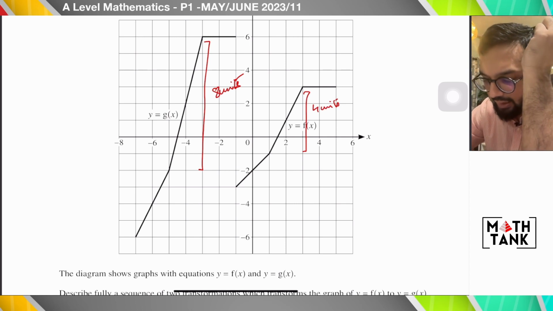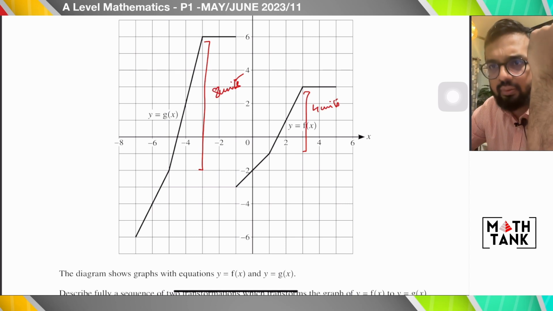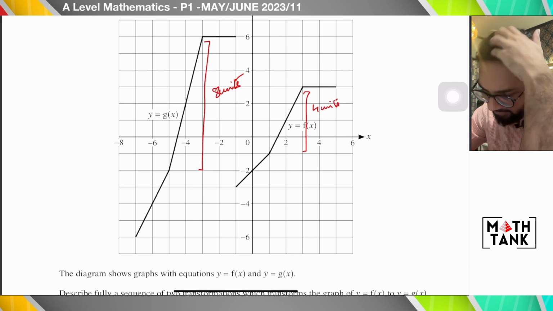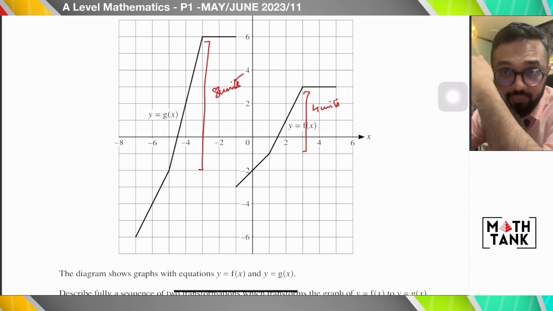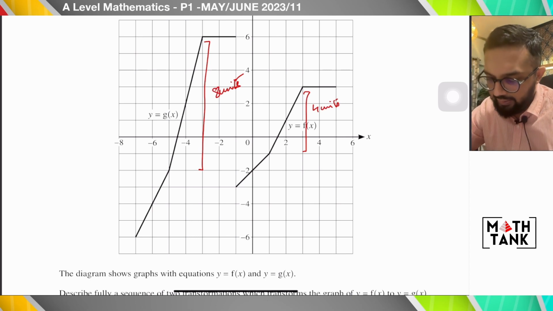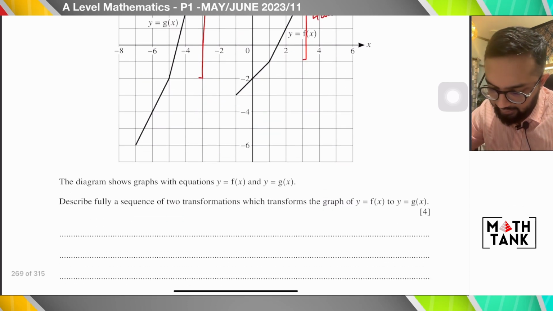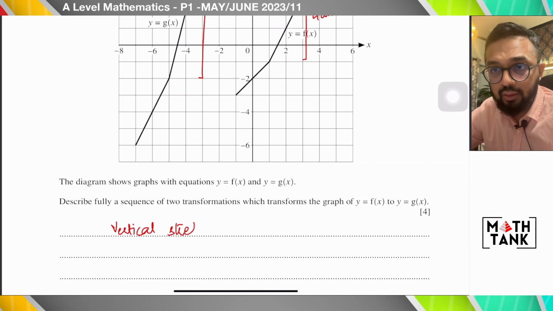Okay, so then in that case, what I can say is that there is a stretch factor of 2 involved. Okay, and when there's a stretch factor of 2, I can say that it's a vertical stretch with factor 2.